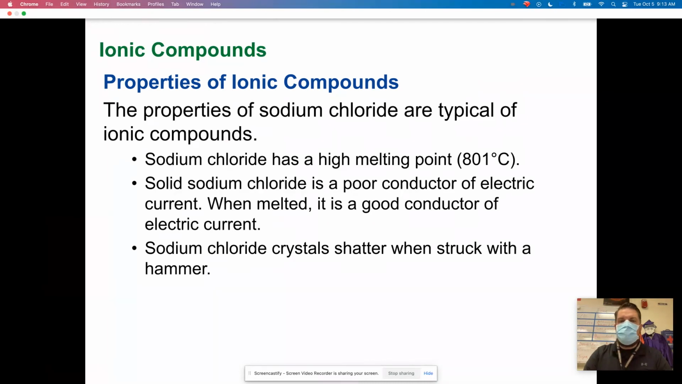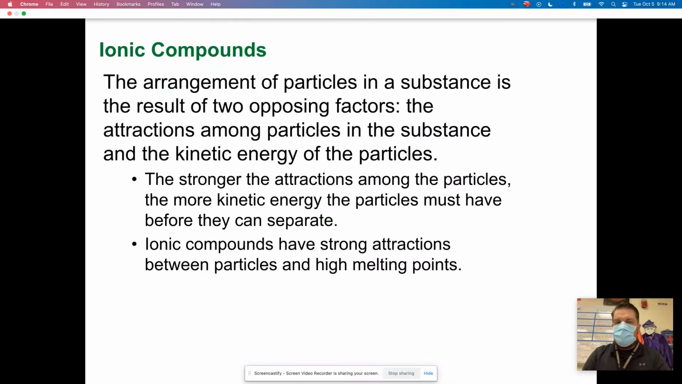So the properties of sodium chloride are typical of ionic compounds. Sodium chloride has a melting point of 801 degrees Celsius. Remember we talked about that? You can melt salt, but it's got to be really, really hot. Solid sodium chloride is a poor conductor of electricity, but when it's melted, it's a good conductor of electricity. Sodium chloride crystals shatter when struck with a hammer. And basically you're breaking the ionic bonds.